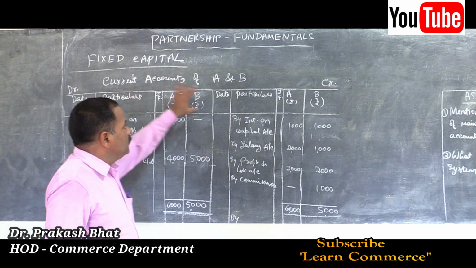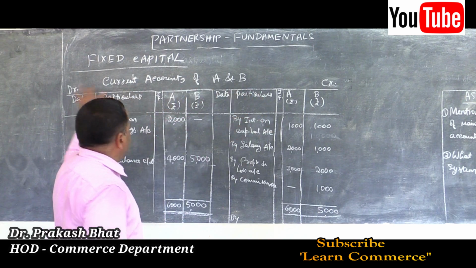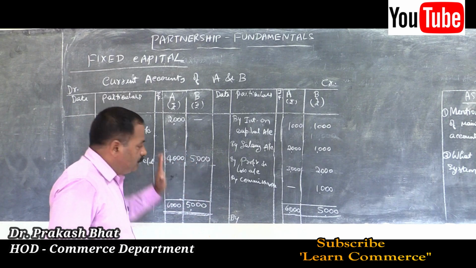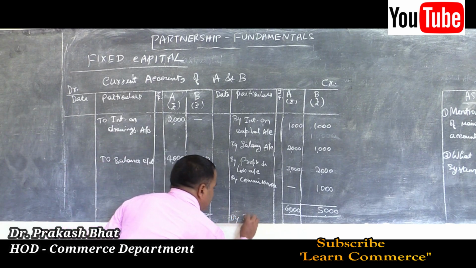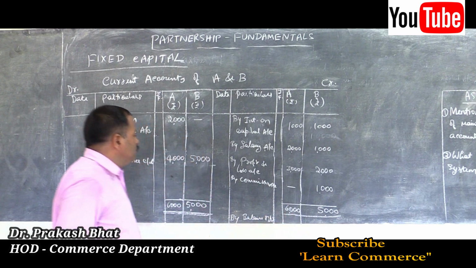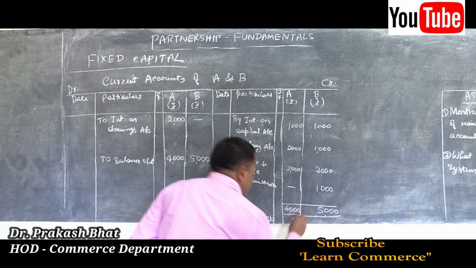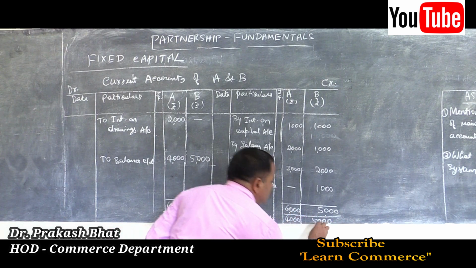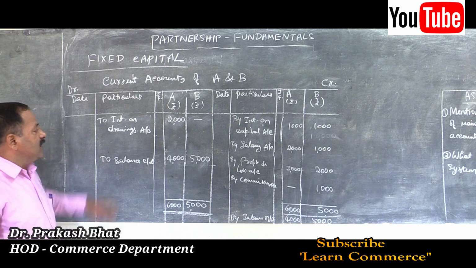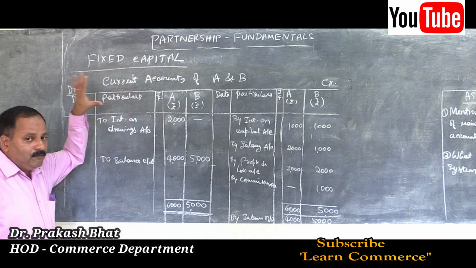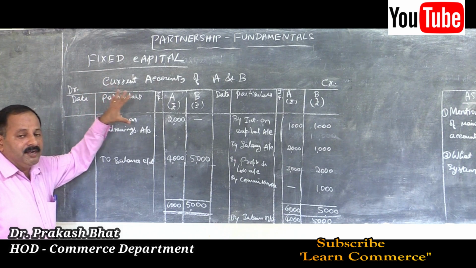Write all the column headings perfectly, write debit and credit also, and you should not stop here. Bring down the balance, that is by balance brought down, then you will get full marks. No chance for any reduction of marks. Here 4,000 and here 5,000. So this is how you will prepare the current account in the examination. So this is very important, one of the practical oriented questions.